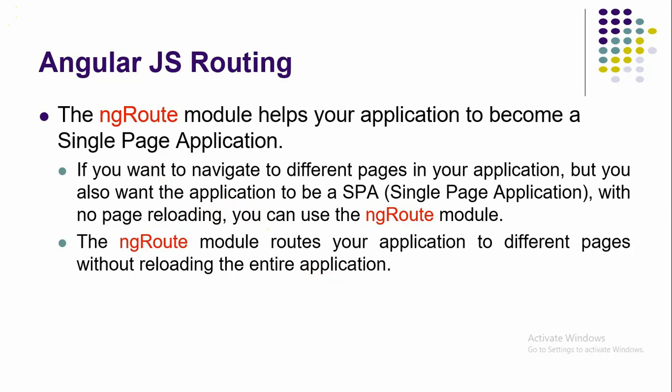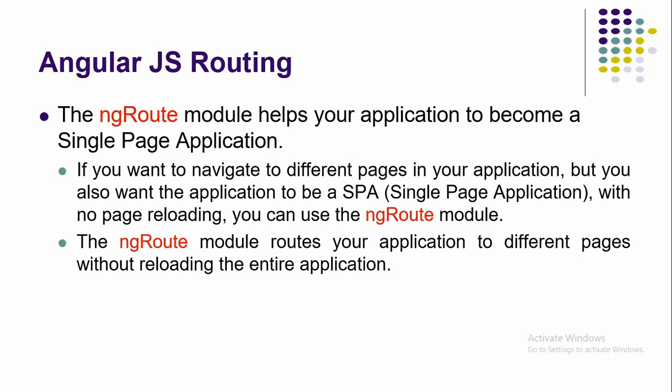For example, usually when you click a hyperlink, the page will be reloaded and another page will come. Instead of reloading and loading another page, we can create a single page, which is a home page. In the home page, we can update the content from another HTML program without reloading the home page. So that is the concept behind routing.